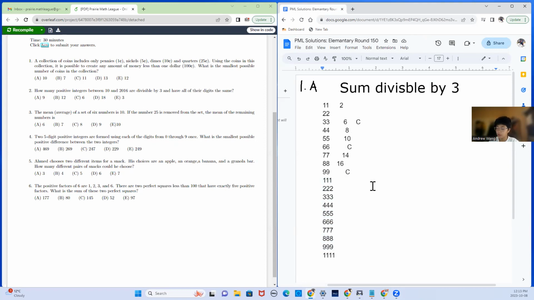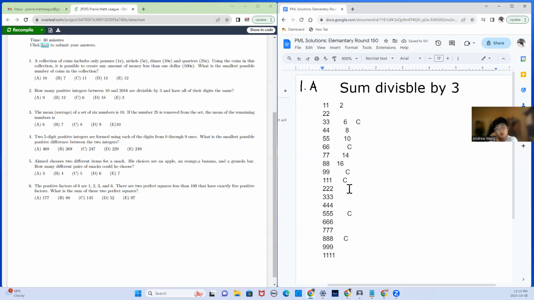So 1 plus 1 plus 1 is 3, that is divisible by 3. Now let's jump to 5 plus 5 plus 5, which is 15. That is also divisible by 3. Let's try one more, and then before we test this pattern, 8 plus 8 plus 8 is 24. So that is also divisible by 3.